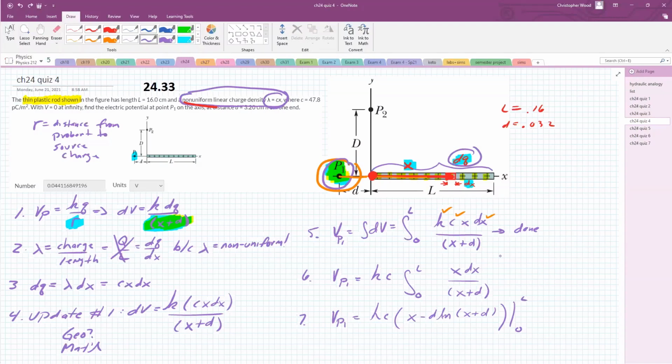Let's see how everyone's doing. This is quiz 4, is it? Most of you are done. Most, but not all. And this is quiz 4. Okay, so I think we're good to go.